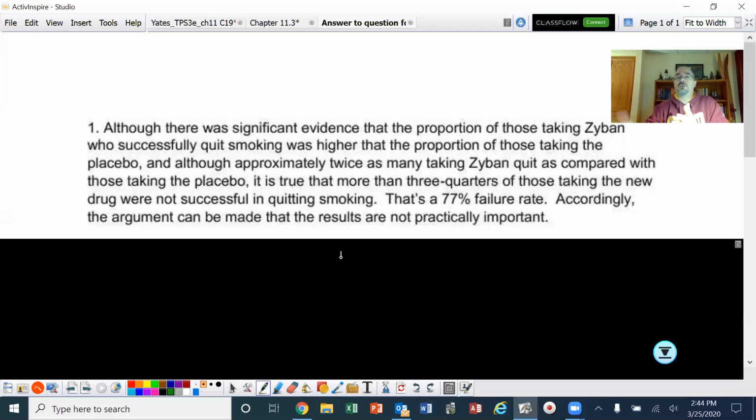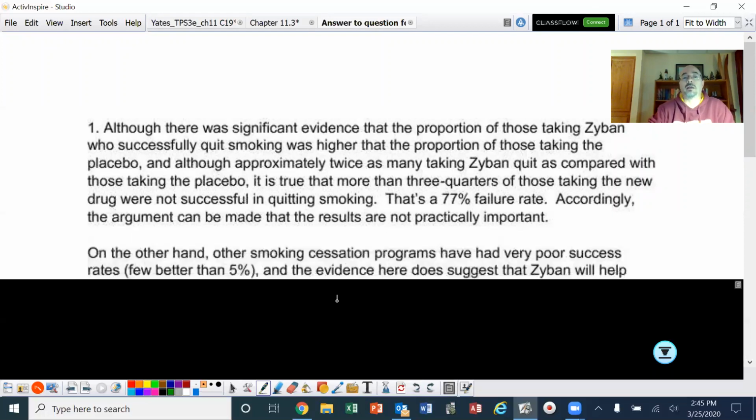So first, you could say, although there was significant evidence that the population of those taking Zyban who successfully quit smoking was higher than that proportion of those taking the placebo, and although approximately twice as many taking Zyban quit as compared with those taking the placebo, it is true that more than 3/4 of those taking a new drug were not successful in quitting smoking. That's a 77% failure rate. Accordingly, the argument can be made that the results are not practically important.